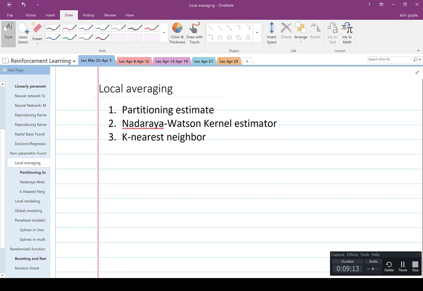Let us talk about local averaging. So there are three types of local averaging. First, the partitioning estimate, which is also known as regression tree.